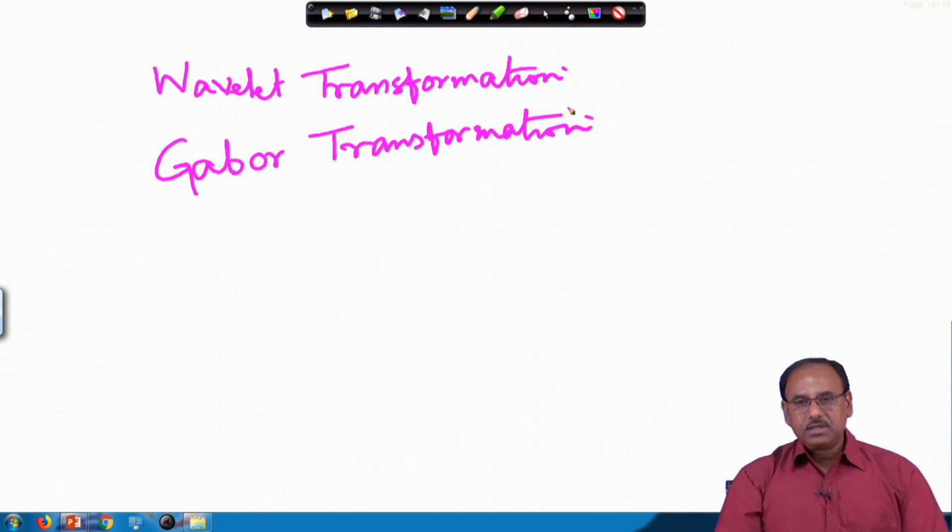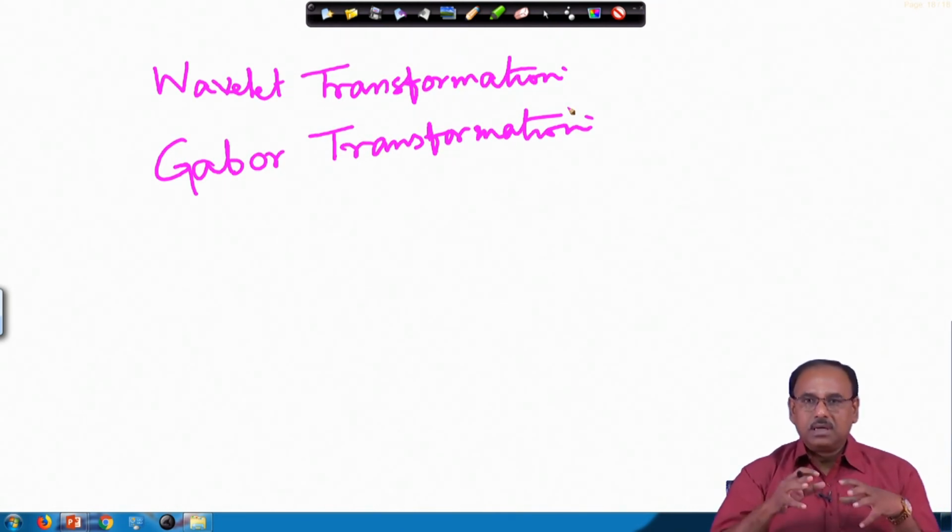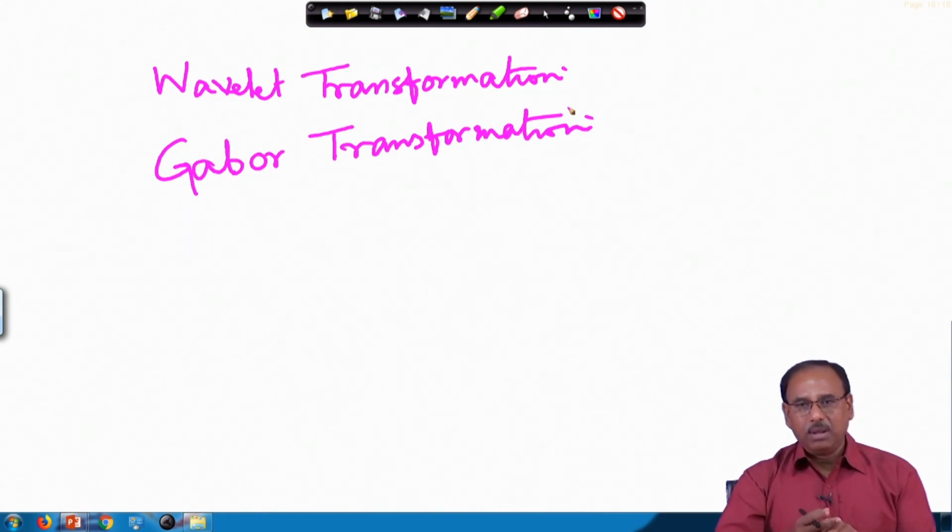What you do in case of wavelet transformation is break the original signal into different frequency subbands, and then you compute the energies in the different subbands and put those energies of different subbands as different features.